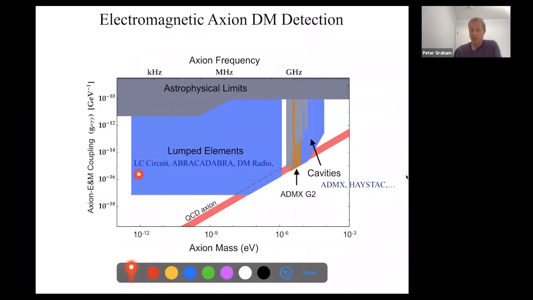Down here at lower frequencies are these sort of LC circuit or lumped element detectors. I've been involved with DM radio, and there are these other detectors as well, Abracadabra and the LC circuit experiment. And we think together the microwave cavities and the lumped element detectors can really cover a wide range of axion mass or frequency.